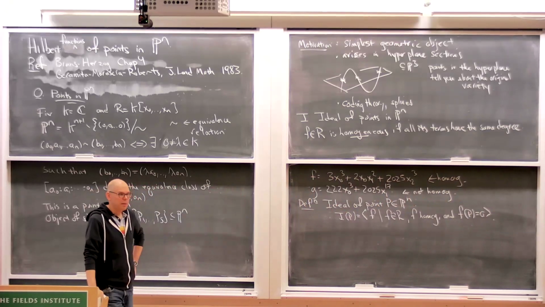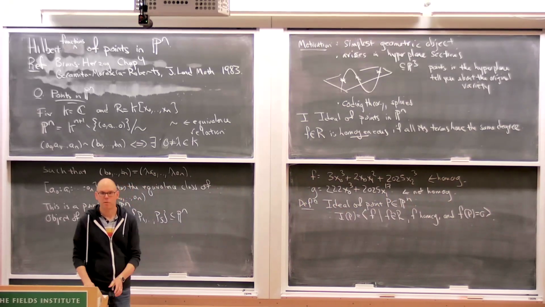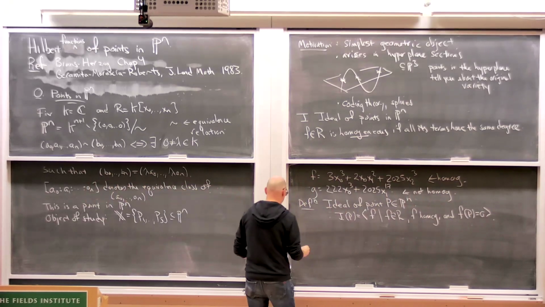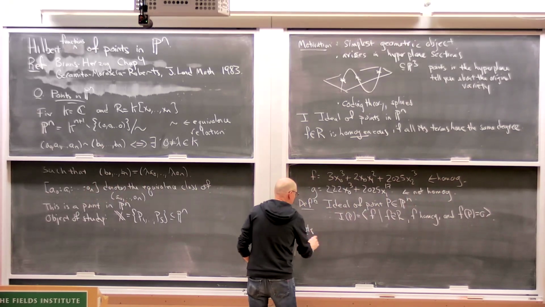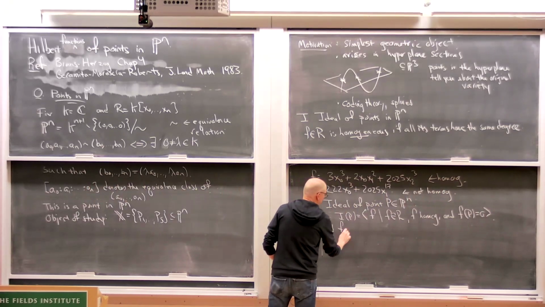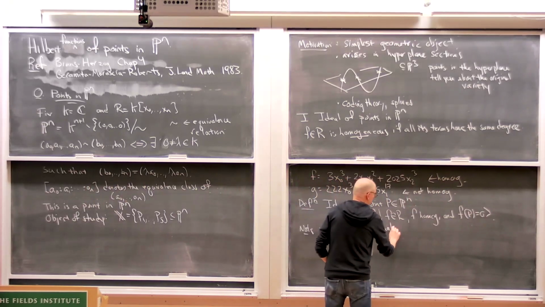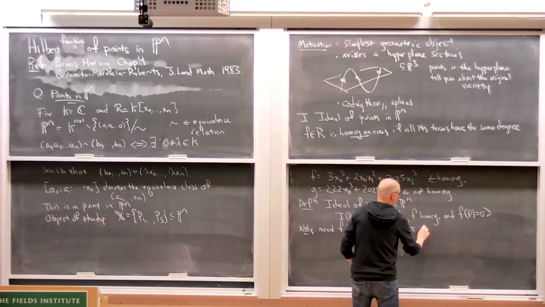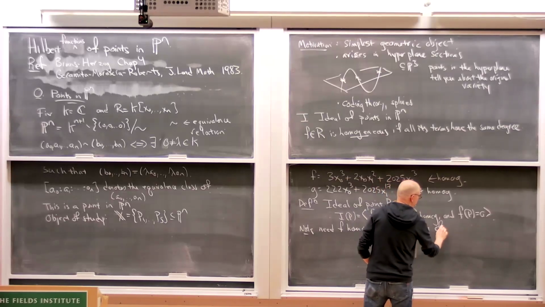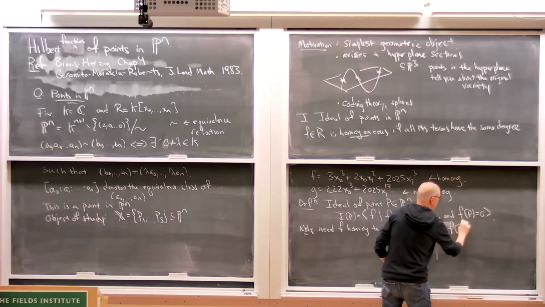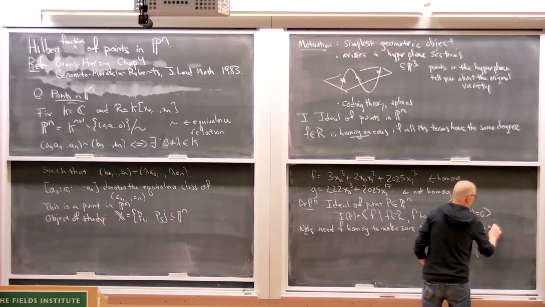I'm not sure how much algebraic geometry some of you have done before, so let me step back and explain why you care about this homogeneous condition when you're working with points in projective space. Note, we need F homogeneous to make sure that F of P equals 0 is well defined.